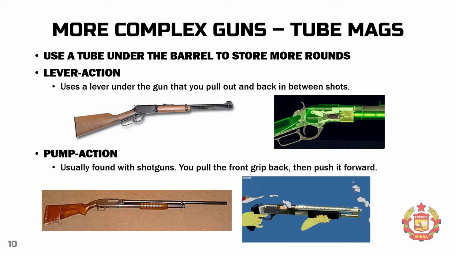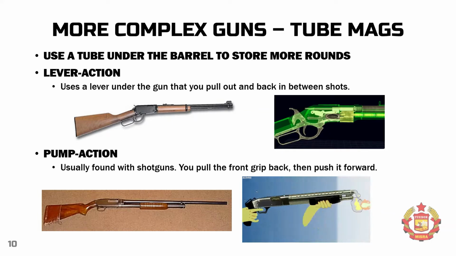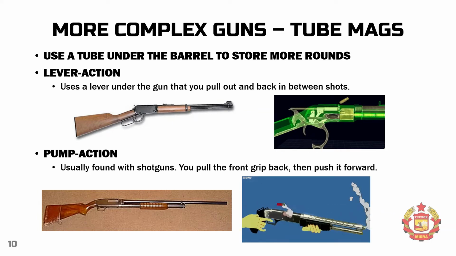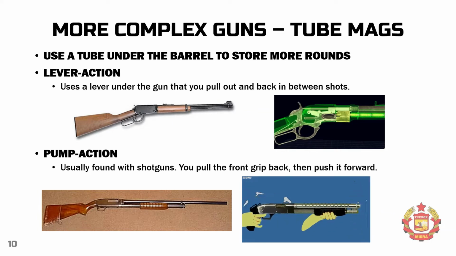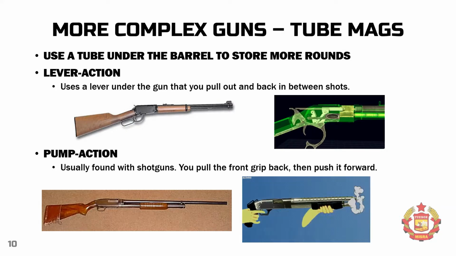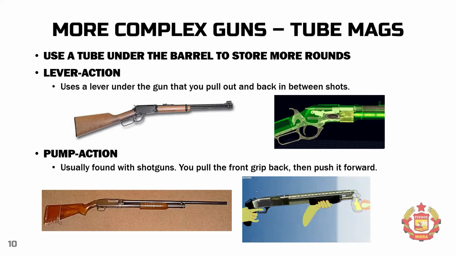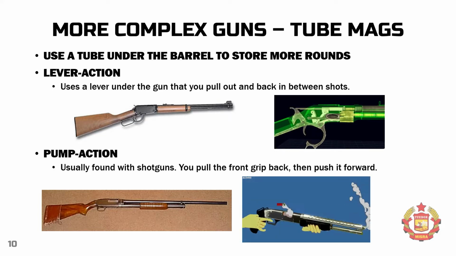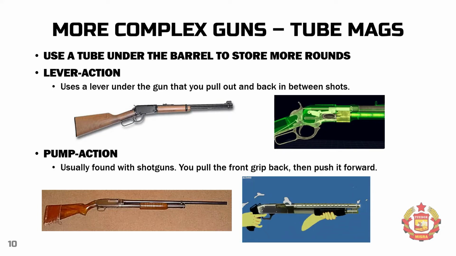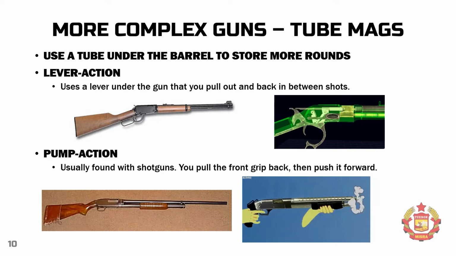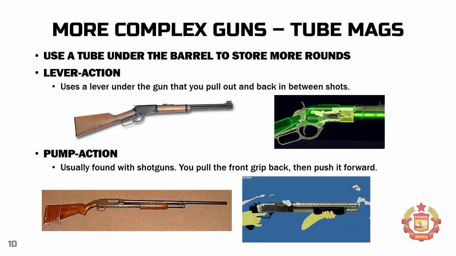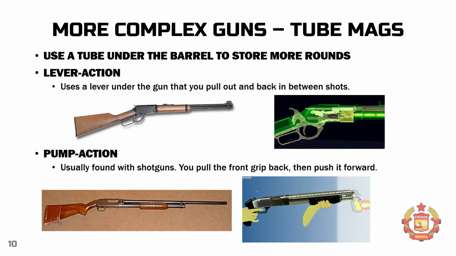When you cycle the action, the pump action shotgun is a little bit different in that it uses claws, and the lever action uses more of an elevator, but it's the same concept, right? As you eject the spent round or the spent casing, that elevator, the claw kind of pushes it out of the way and feeds a new round into the chamber.